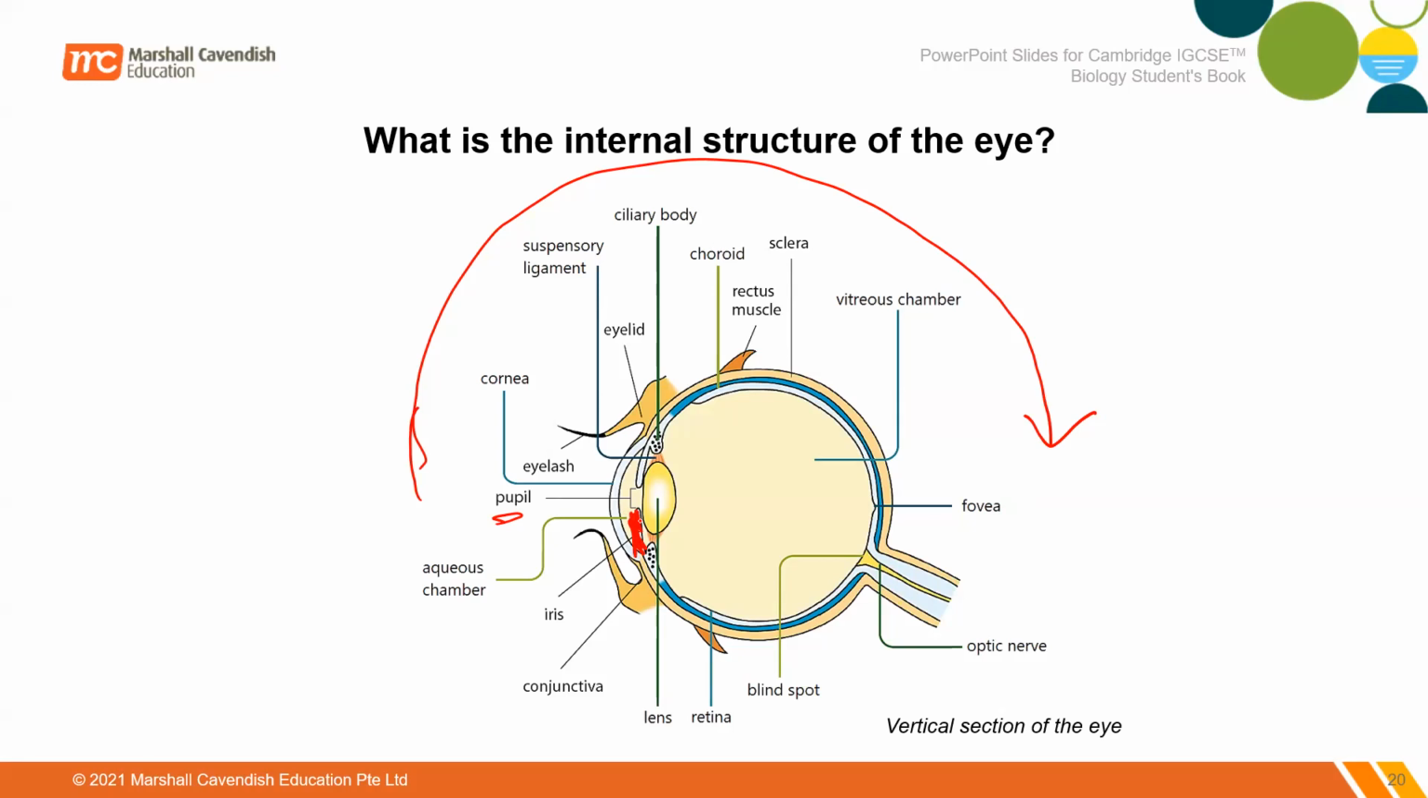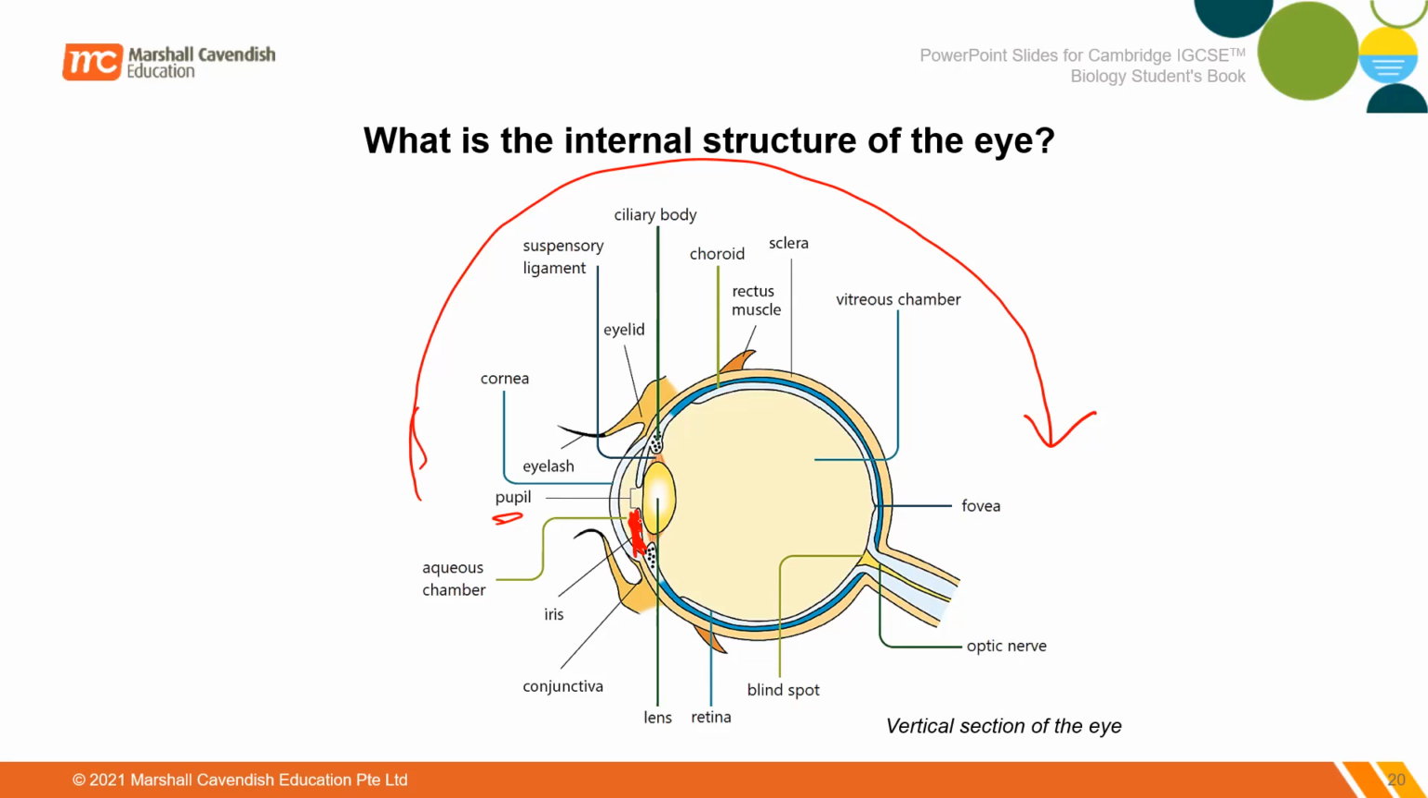Suspensory ligaments, ciliary muscle, body or ciliary muscle. So if you wrote muscle or body, it will be perfect. Choroid and rectus muscles, no need to know them, but I will talk about them later, no problem. Sclera, which is the protection part and the point of attachment for all structures in the eye.